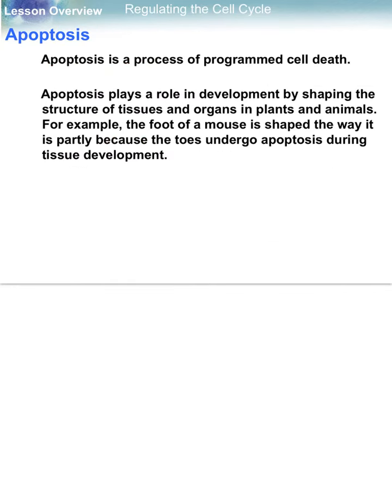In multicellular organisms, the number of cells that we have cannot grow past a certain point. To prevent this from happening, each cell in our body has a program inside the genetic material that once a certain criteria is met, the cells start to die off. This process is called apoptosis, and it's a programmed cell death. Apoptosis plays a role in development by shaping the structure of tissues and organs in plants and animals. For example, the foot of a mouse is shaped the way it is partly because the toes undergo apoptosis during tissue development.